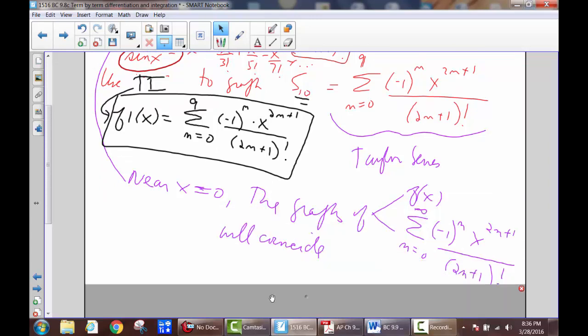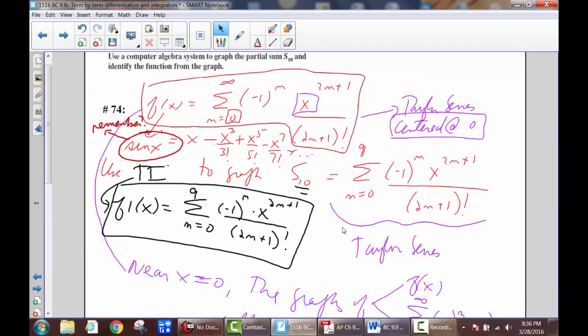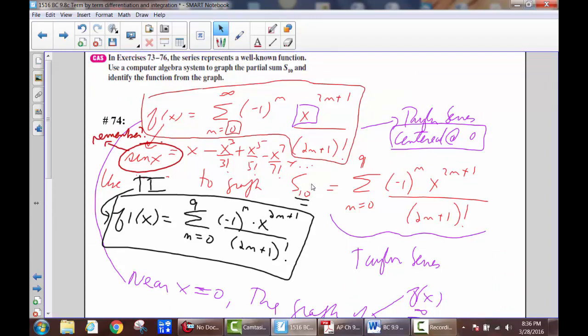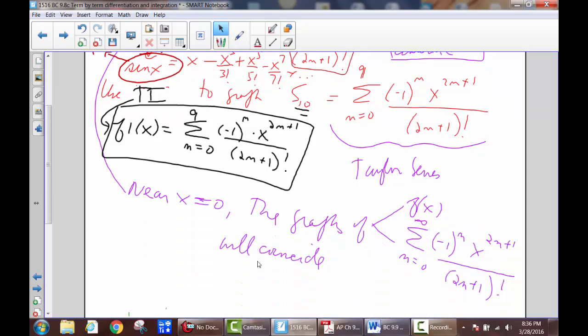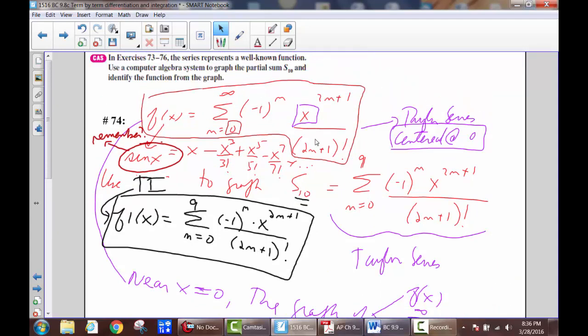Okay, so what should happen is when you graph sine of x and when you graph this, they should overlap almost completely near 0, because this is a Taylor series at 0.